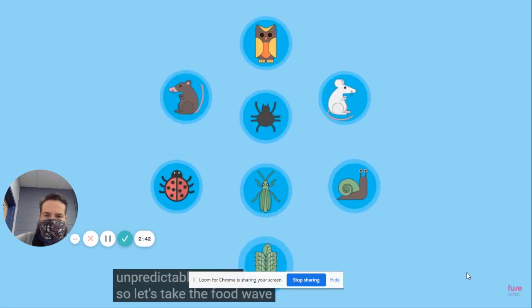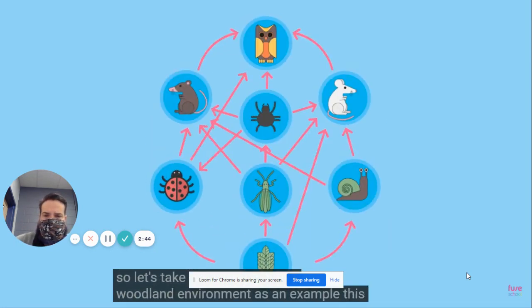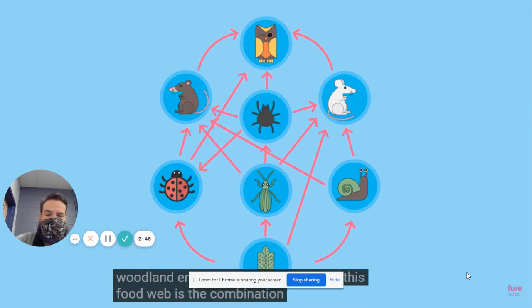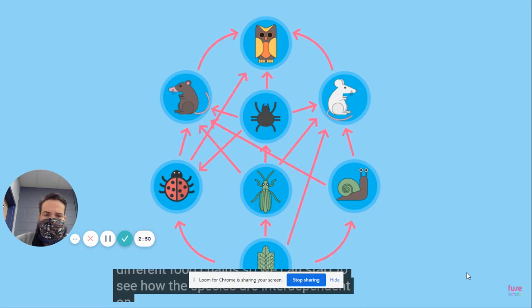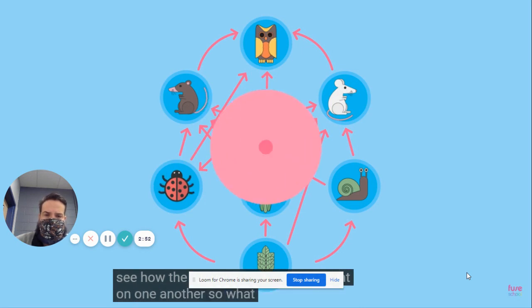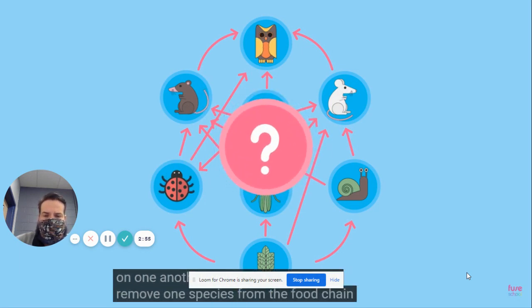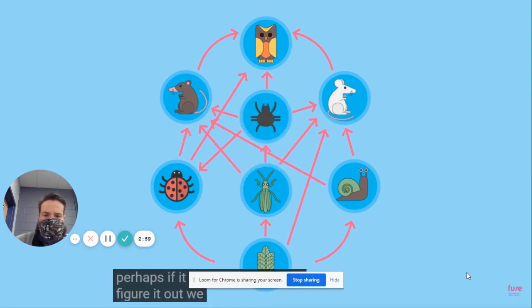So let's take the food web of a woodland environment as an example. This food web is the combination of 11 different food chains, so we can start to see how the species are interdependent on one another. So what happens if we remove one species from the food chain? Perhaps if it went extinct? Well, to figure it out, we have to look at the whole food web.